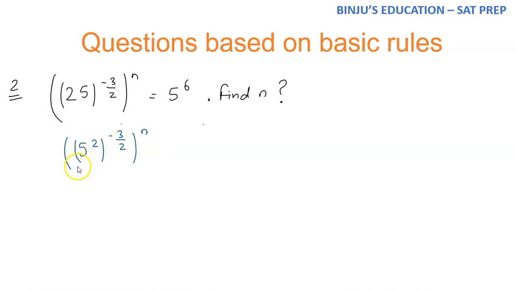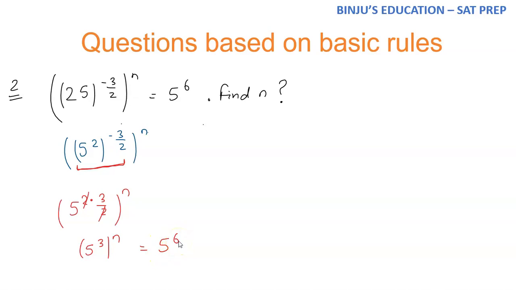Then I'll be using the property (a to the power m) whole to the power n in this portion. I'm not considering n as of now. So (a to the power m) whole to the power n is a to the power m into n. So this will become 5 square into 3 by 2, and I'm going to put the whole power n. Now this is 2 into 3 by 2, so these two get cancelled, and this will simply become (5 to the power 3) whole to the power n, which is equal to 5 to the power 6.